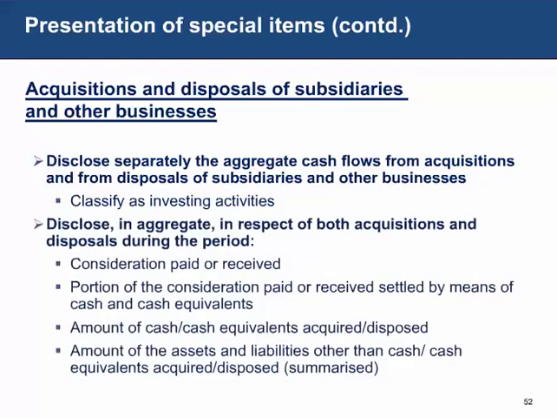We are also required to disclose an aggregate in respect of both acquisitions and disposals during the period: the consideration paid or received, the portion of the consideration paid or received settled by means of cash and cash equivalents, the amount of cash equivalents acquired or disposed, and the amount of assets and liabilities other than cash and cash equivalents acquired or disposed. These are required to be given in a summarized manner. Thus, these disclosures come as part of notes to accounts where there is acquisition and disposal of subsidiaries, and this gives more useful information to the reader of financial statements.